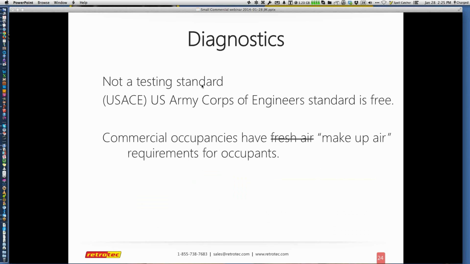Okay, so this is not a testing standard kind of a conversation. If you're looking for something, the Army Corps does have a set of standards that is free. And one thing you want to remember is commercial occupancies do have something that residentials really don't have on the same scale. You can call it fresh air, but the reality is it's not that fresh. It's just makeup air that's required for the occupants. And there's many different ways that that can actually come into play with a commercial structure. But they actually do have to have a system that's integrated with their HVAC handlers to accommodate that.